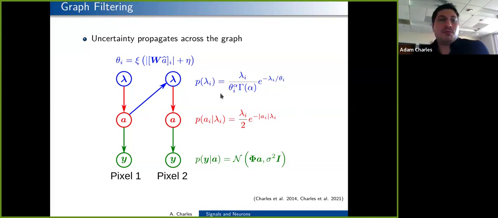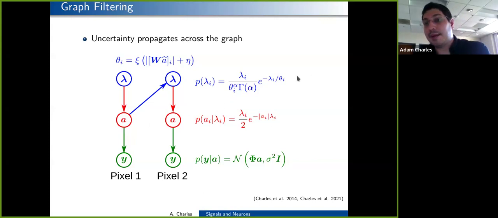And what we do is we actually create this hierarchical model where we add one more step up. And this step up is saying that the variance of this Laplacian distribution is going to be dependent on its neighbors on the graph.